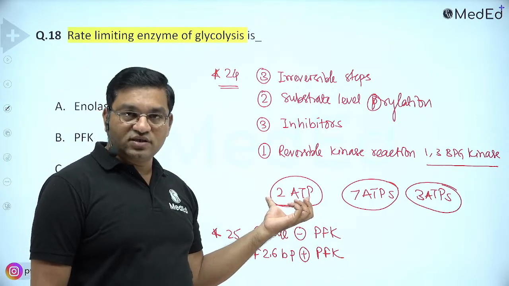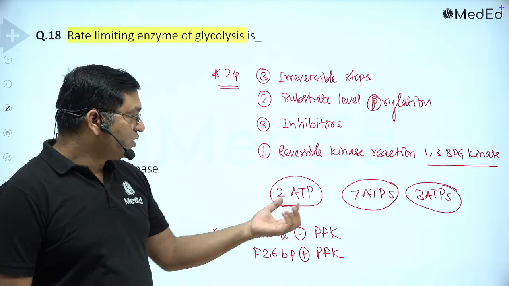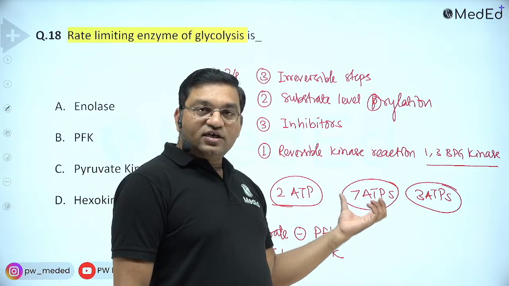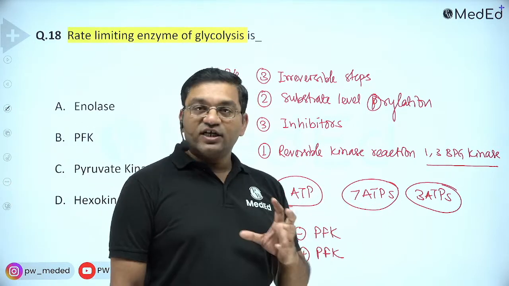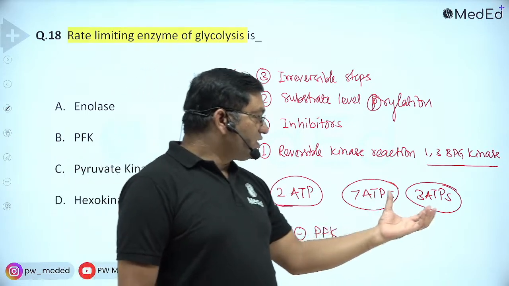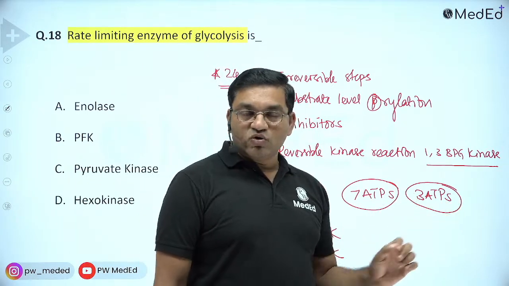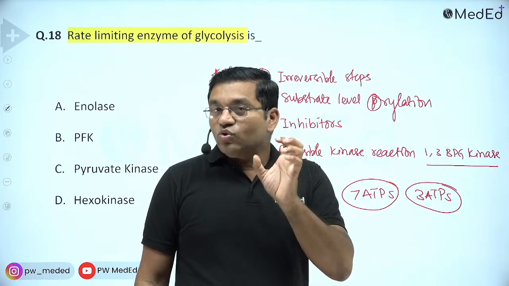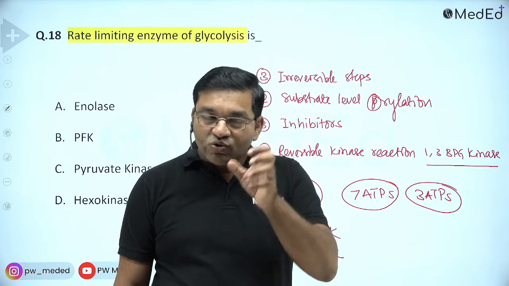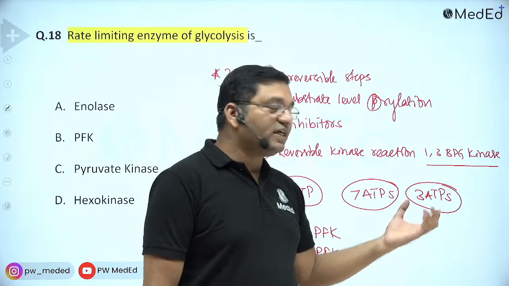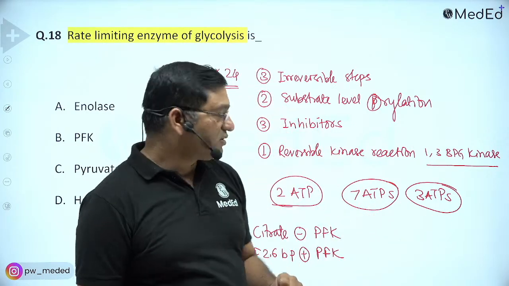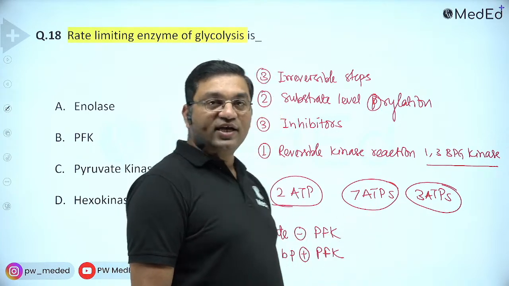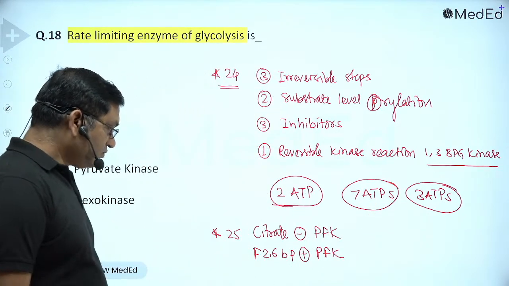Total ATP produced in the glycolysis via the anaerobic glycolysis, 2 ATPs are produced, means glucose is converted into lactate. Under the aerobic condition 7 ATPs are produced, and when glycolysis is from the glycogen molecule, where you will get glucose 6 phosphate, you will get 3 ATPs because the first step is bypassed. So 3 ATPs from the glycogen in the glycolysis.